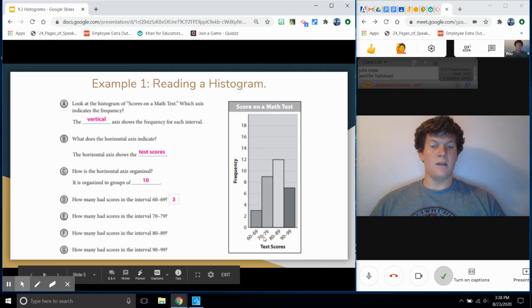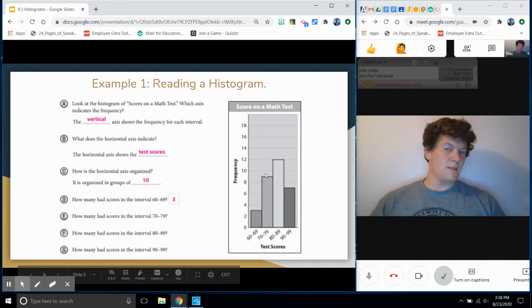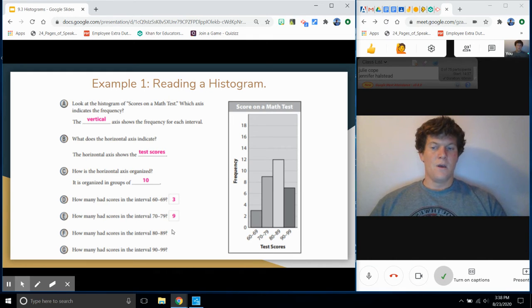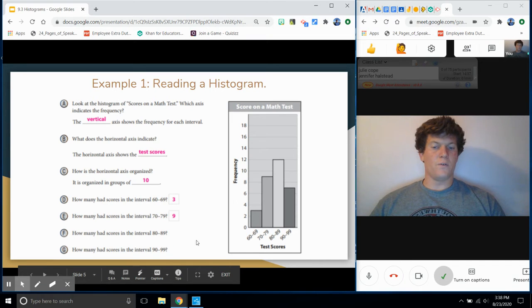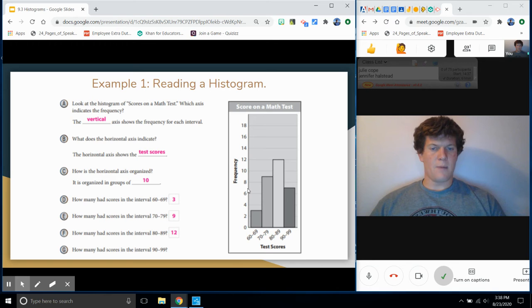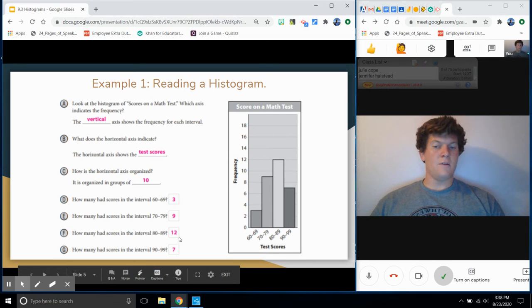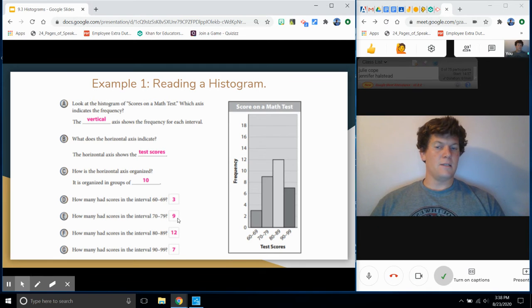So 70 to 79, that's our second bar. I'm looking all the way up. I'm halfway between 8 and 10. Halfway between 8 and 10, 9. Part F, how many scores in the interval for 80 to 89? I'm looking all the way. Oh, not halfway this time. This time it's on the line. It's on 12. How many scores in the interval 90 to 99? Okay, I'm looking. There's the top. Looks like I'm halfway between 8 and 6, so I must be 7. So this means there was 7 in the class that got an A, 12 that got a B, 9 that got a C, and those poor 3, they got a D on the test.